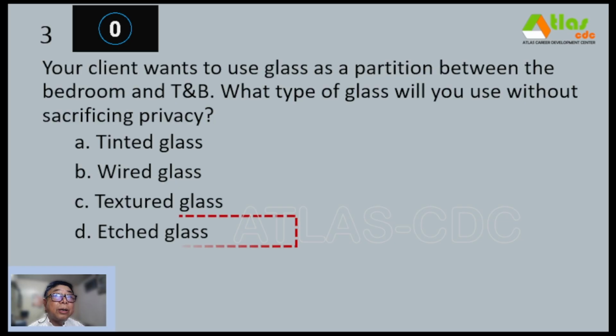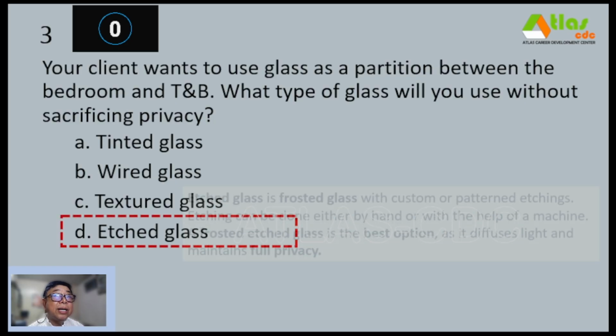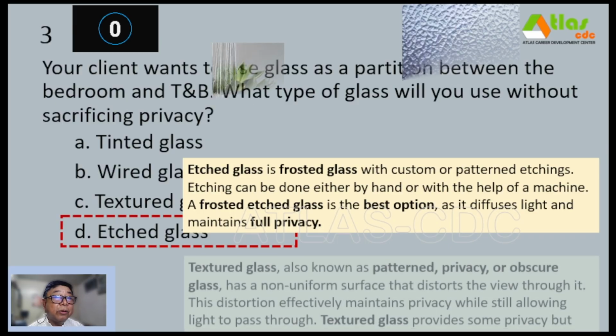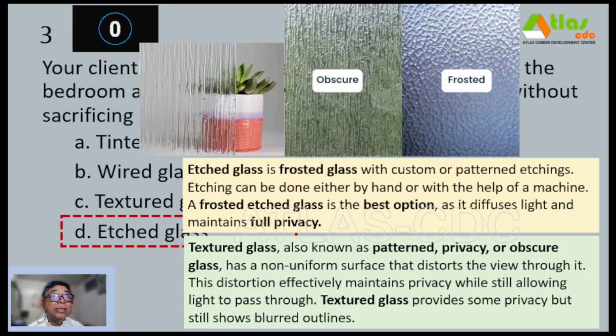And our correct answer is letter D, etched glass. So etched glass is a frosted glass with custom or patterned etchings. Etching can be done either by hand or with the help of a machine. A frosted etched glass is the best option as it diffuses light and maintains full privacy. So this is a frosted etched glass.